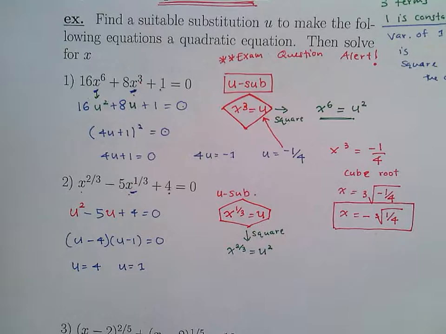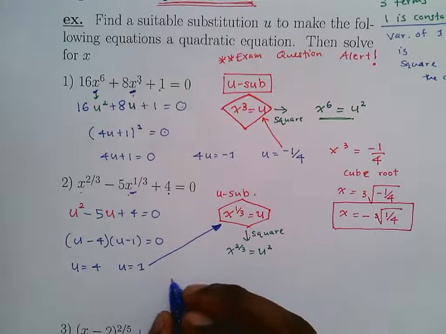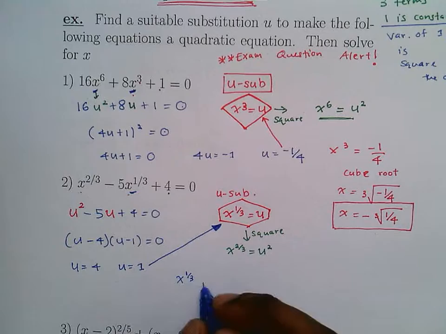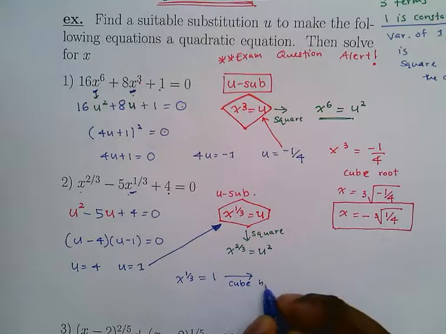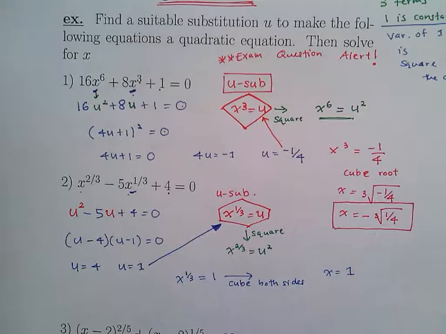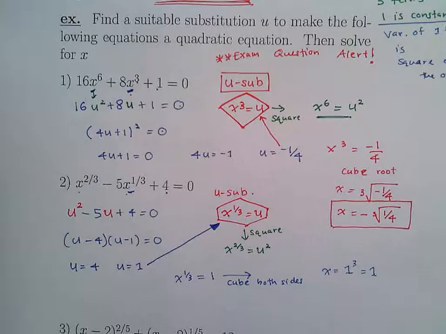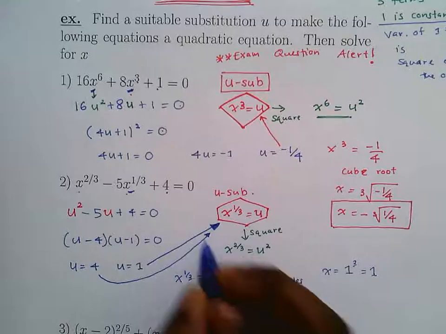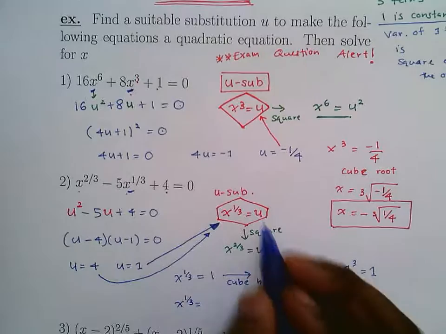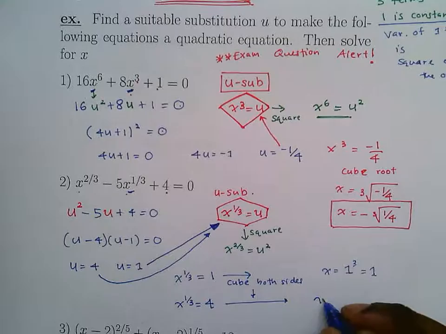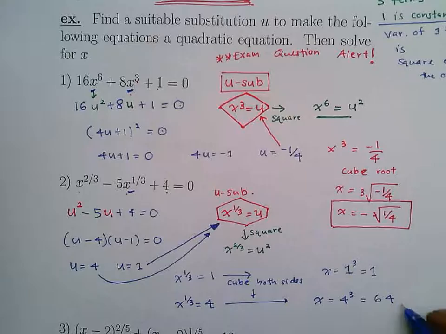So now again, go back to the place where you made the original substitution. That's right here. Put u equals 1. When you put u equals 1, you get x to the power 1/3 is equal to 1. Now you will have to cube both sides. So you get x equals 1 cubed, which is 1. And for u equals 4, plug in here, so x to the power 1/3 is equal to 4. Again cube both sides, you get x equals 4 to the power 3, which is 64. So you get two answers, x equals 1 and x equals 64.